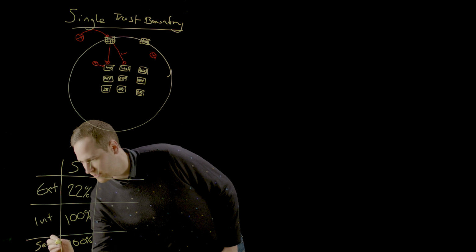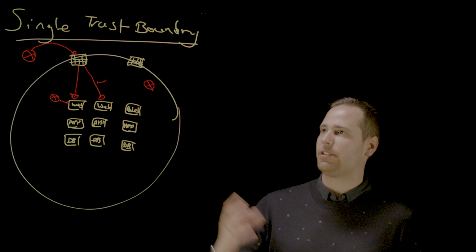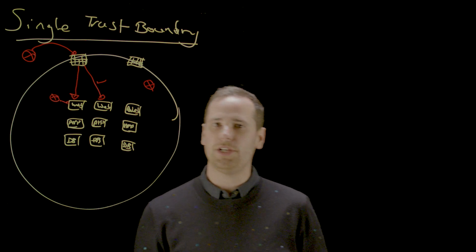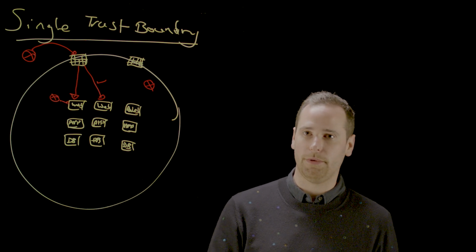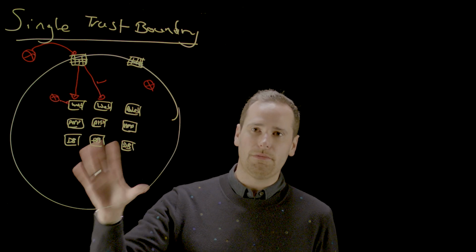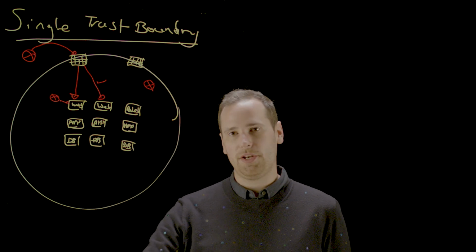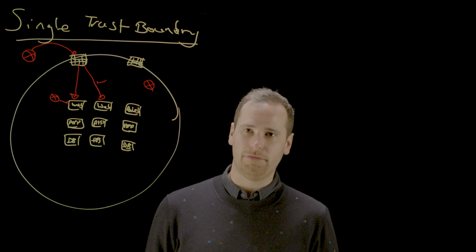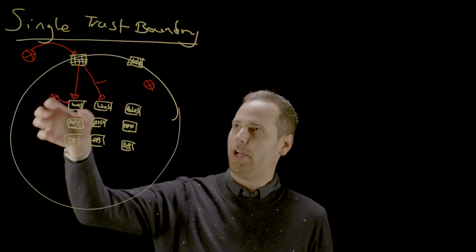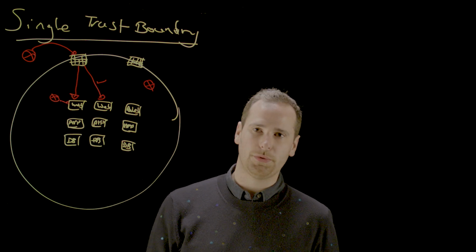We have the server threat actor. Okay, so what you can see here in summary, the single trust boundary is the traditional, most common way of providing network security and segmentation at the moment, but actually only stands up to an external threat actor. As we can see from our numbers, 22% for external, but 100% for internal and server. As soon as that threat actor migrates within that boundary, the whole system falls down.